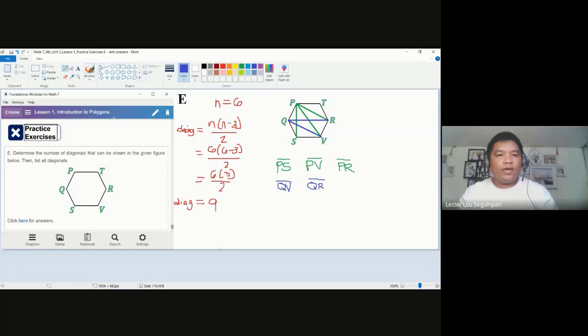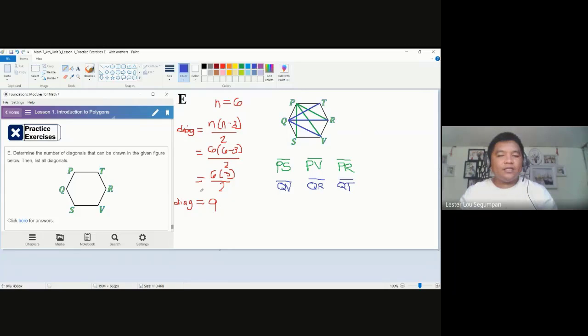And then we have QT. This is Q, and we have here T. So we have 3 diagonals from point Q, or vertex Q, that we could draw in this given hexagon. So we have 6 already.